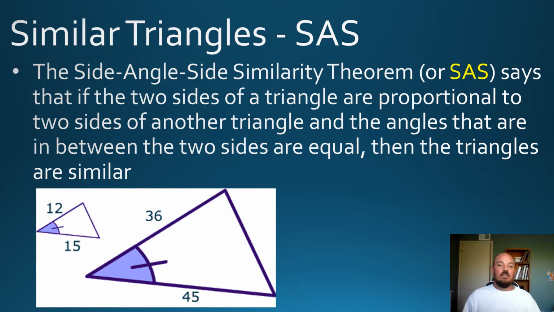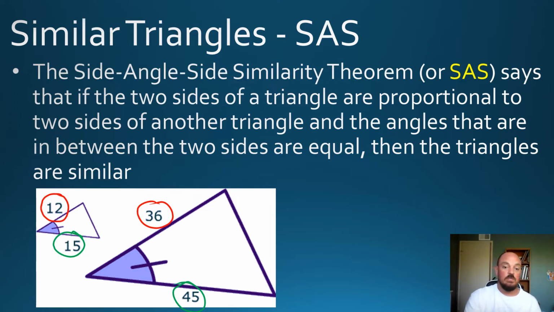So basically right here, these two triangles would be similar by SAS, because number one, the angle is congruent. That's marked in the picture. Now the sides, I have a 12 and a 36. 36 divided by 12 is 3. And for my other side, I have a 15 and a 45. 45 divided by 15 is also 3. So I have two sides that are proportional.